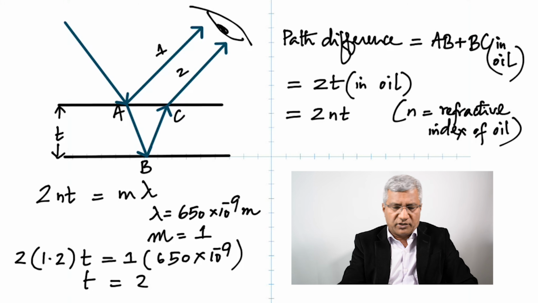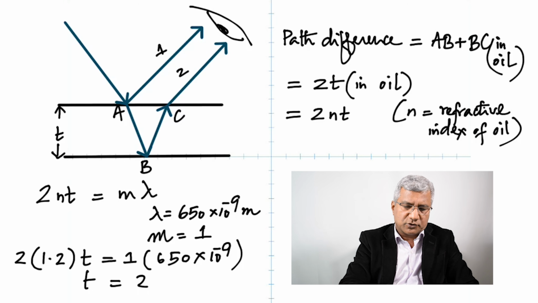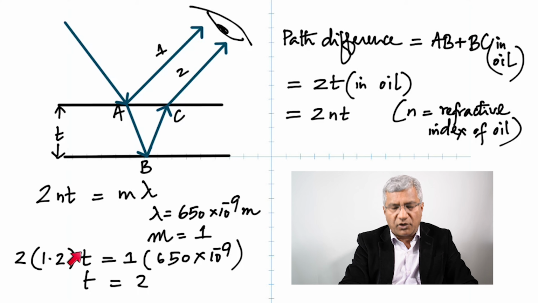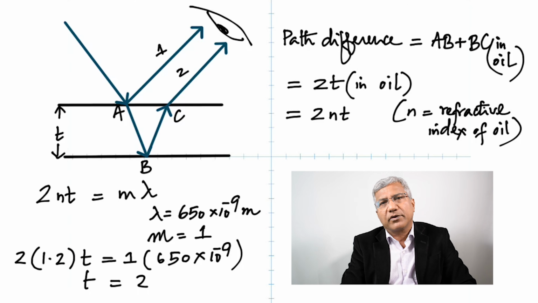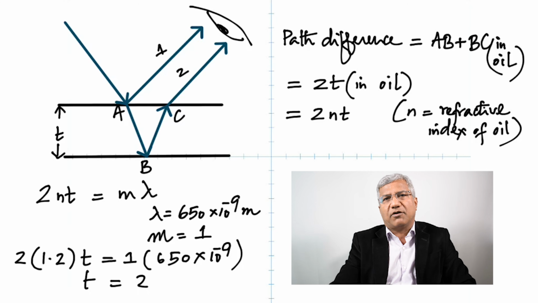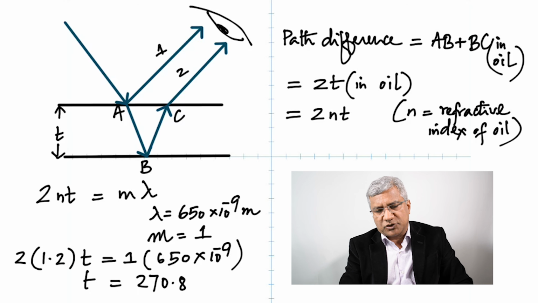the thickness of the oil film, that's what we're trying to find. So 2 times, I assume that the refractive index of oil is 1.2, it will be given to you. And we're trying to calculate the thickness of the oil film for what? In order for us to see the red color, in order for us to see this wavelength, what should be the minimum thickness of the oil film? And that's what you're getting, it should be 270.83 nanometer.